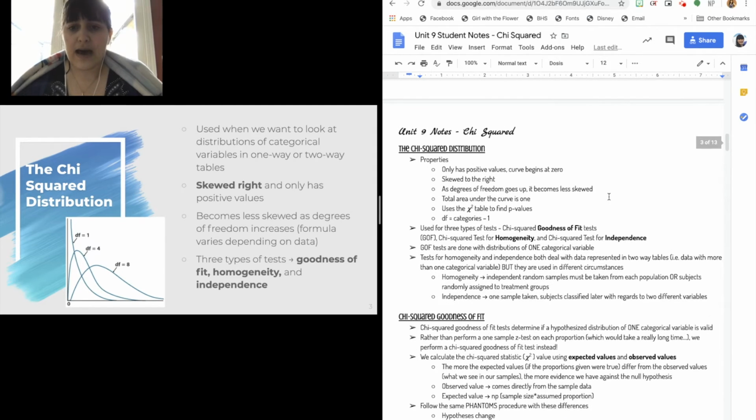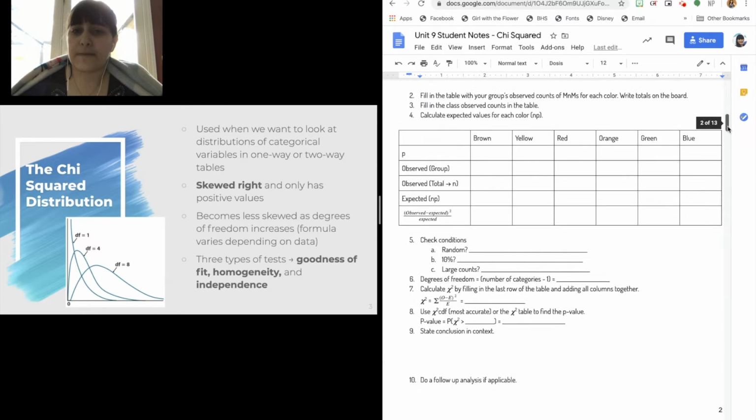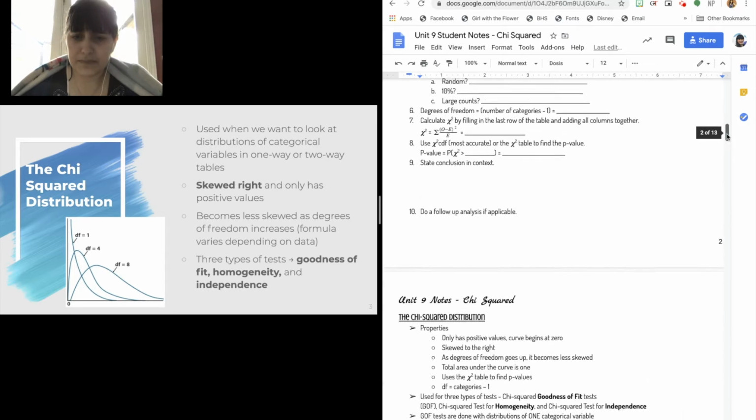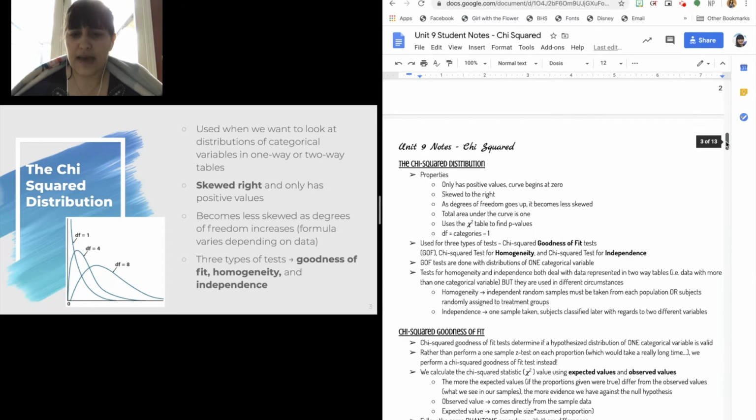Very similar to how we did t-tests, degrees of freedom is still something minus 1. Our general formula is the number of categories minus 1. For example, in the M&M problem up here, there are 6 different colors of M&Ms, so the degrees of freedom would be 5. 6 minus 1 is 5.